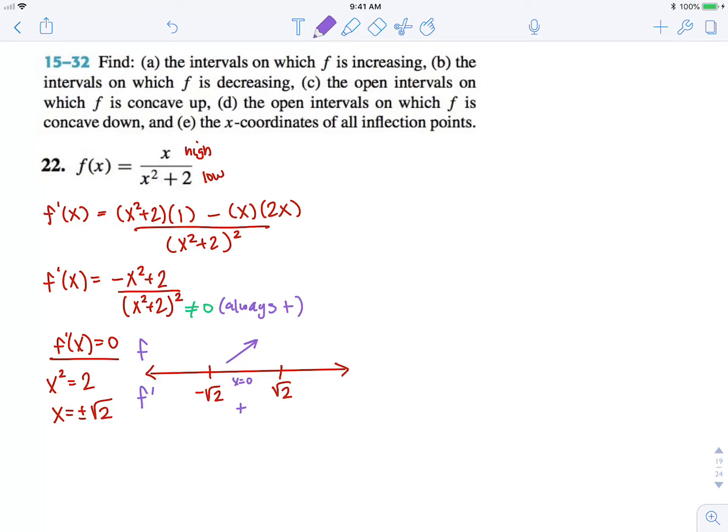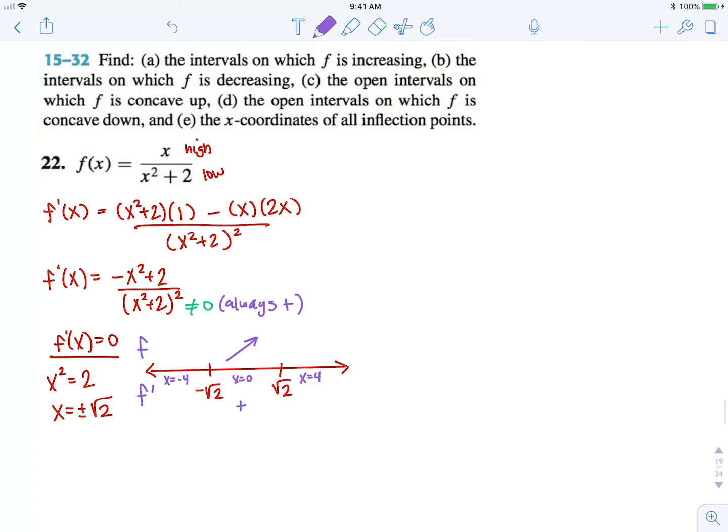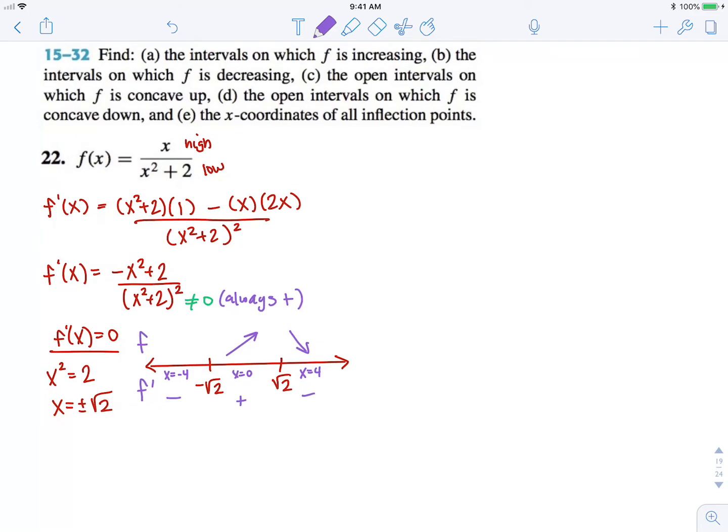Square root of 2 is less than, let's say, 4. So let's say x equals 4 and x equals negative 4 is what we can check. You can pick any number. So negative 4 squared plus 2 is going to be a negative, so that's decreasing. 4 squared plus 2 is also a negative, so that's decreasing.